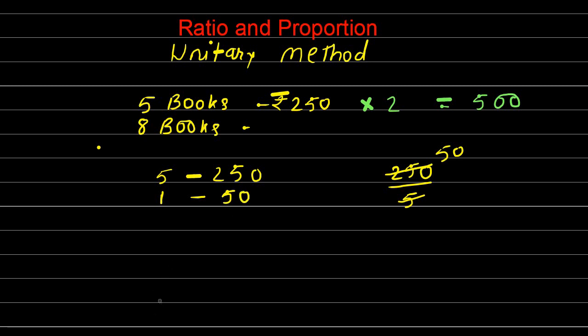Right? So this is per book we got the cost, that is 50 rupees. Now if the cost of one book is 50 rupees, the cost of 8 books is what? Okay, you will say very simple, 8 times 50, right? But some of the students again get confused whether to multiply here, whether to divide. So for them, let me again tell you the same trick which we use.